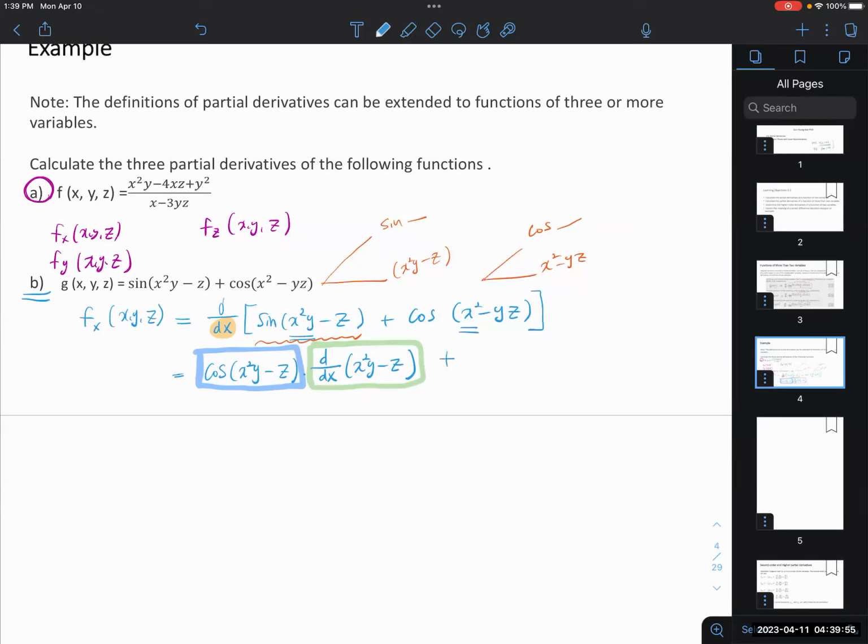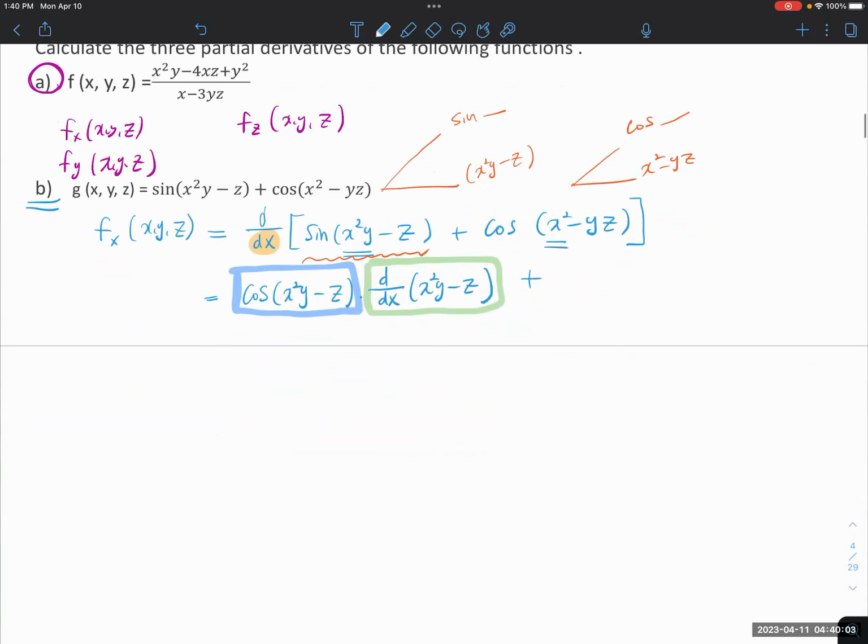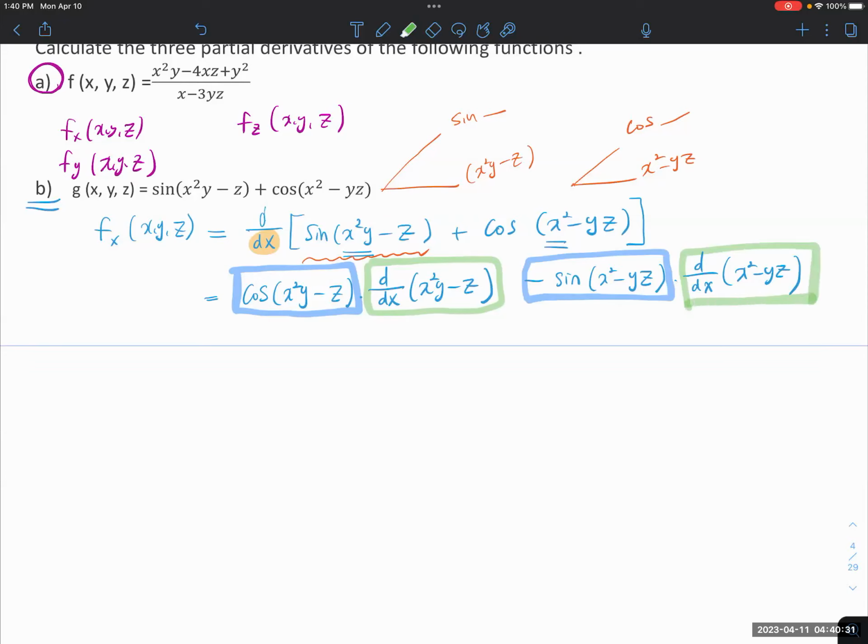And I keep going. The second term, we have a cosine of x squared minus yz. You always need to check the structure. So cosine, if you take the derivative, what happens? It's a sine, but is it positive or negative? It is going to be negative. So I'm going to just write negative sine x squared minus yz. And you have to take another differentiation inside, x squared minus yz. So again, this is the outside. This is the inside. So we have two terms going on.